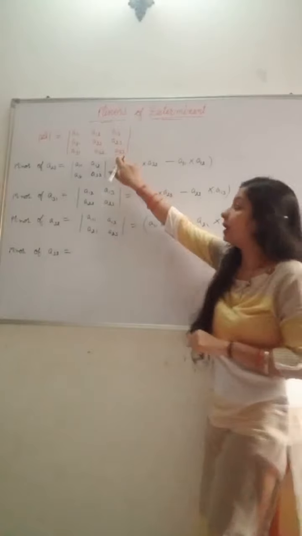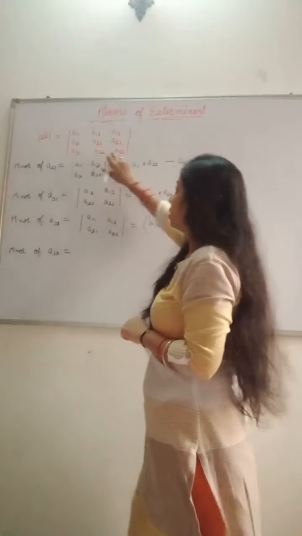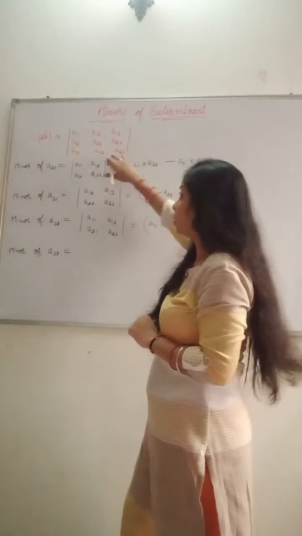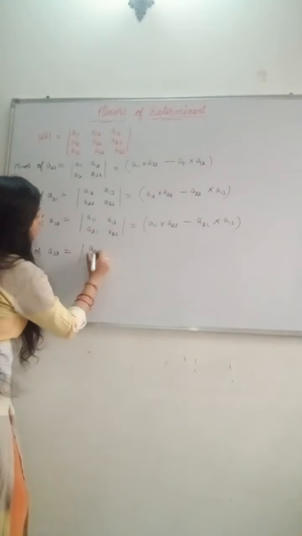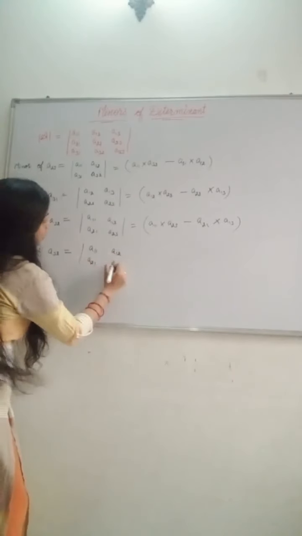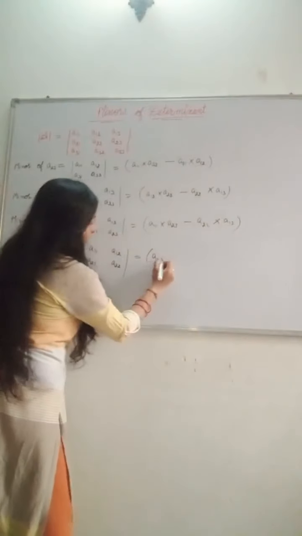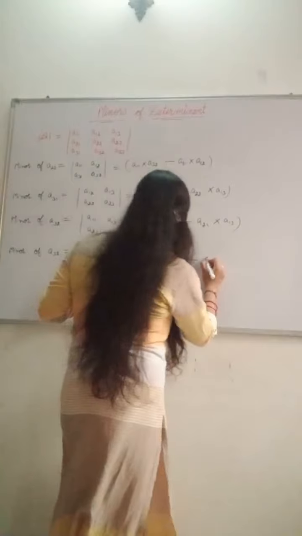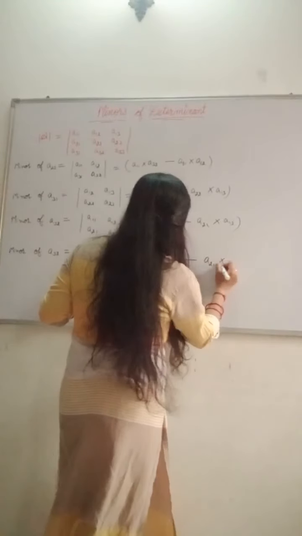Here you can see A33 element comes in third row, third column. So I am going to skip third row, third column. Then A11, A12, A21, A22 elements will be written in vertical lines. Now solve it. A11 into A22 element, put a subtraction sign. Then A21 into A12. That's it.